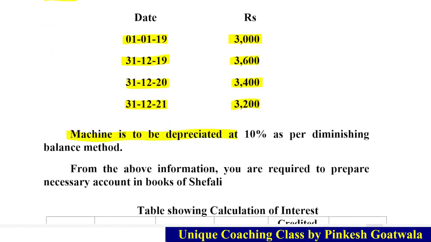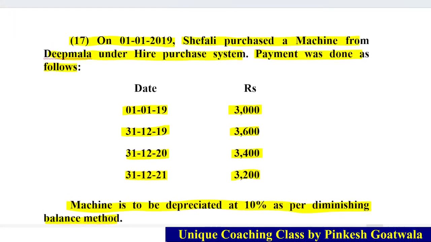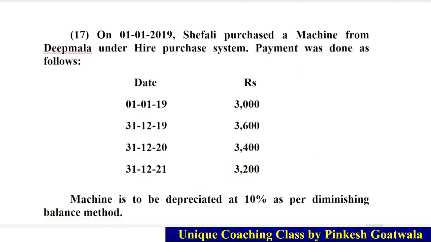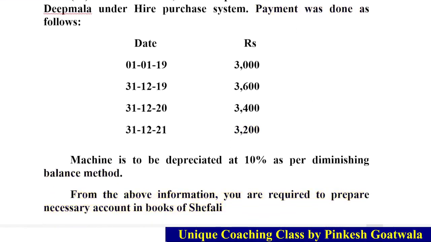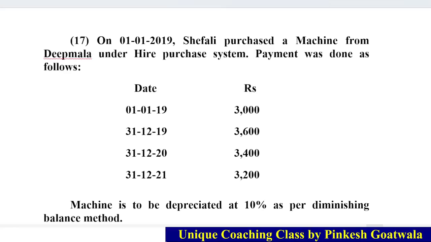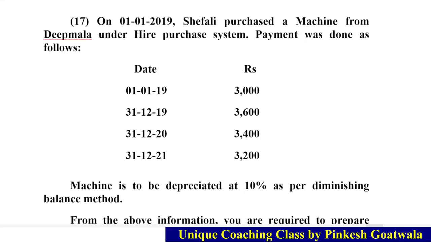Machine is to be depreciated at 10% as per diminishing balance method. From the above information, you are required to prepare necessary accounts in the books of Sefali. So we can easily prepare, but let's see what's the new point, what's the twist point in this sum. Here all installments are available, down payment is also available, and rate of depreciation is also available. So what is not available? First, cash price is not available, rate of interest is not available, amount of interest is not available.